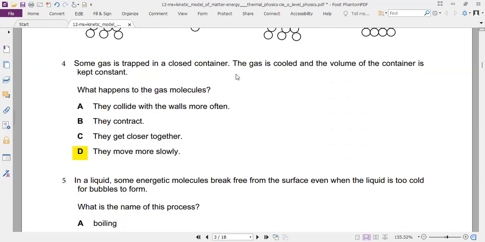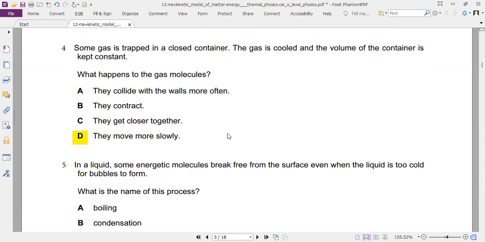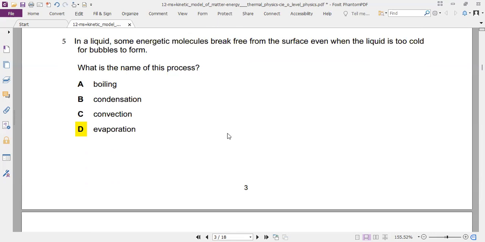Well, when a gas is cooled down, its molecules will vibrate less. So they will move more slowly. We know this from the kinetic model of matter. So even when the liquid is cold, evaporation still takes place, and that is why the name of the process is evaporation.